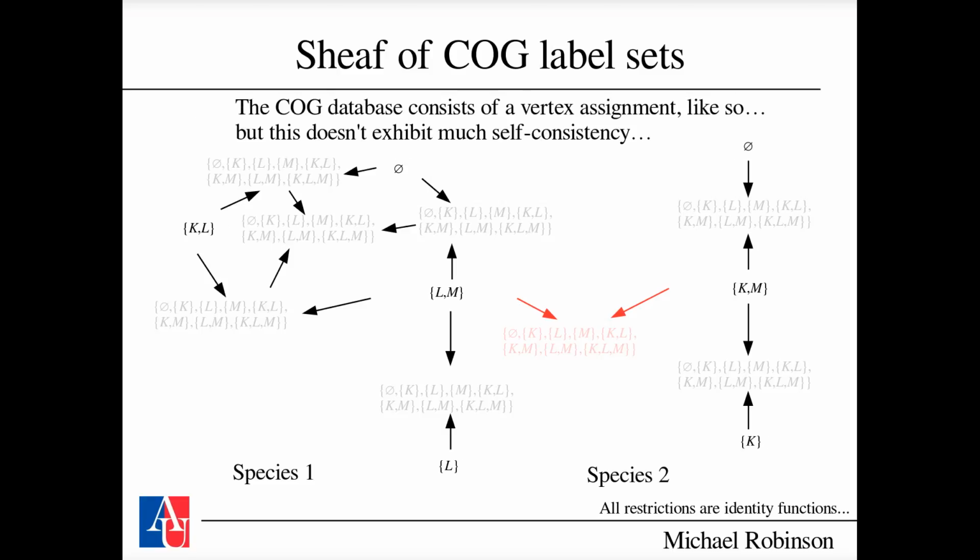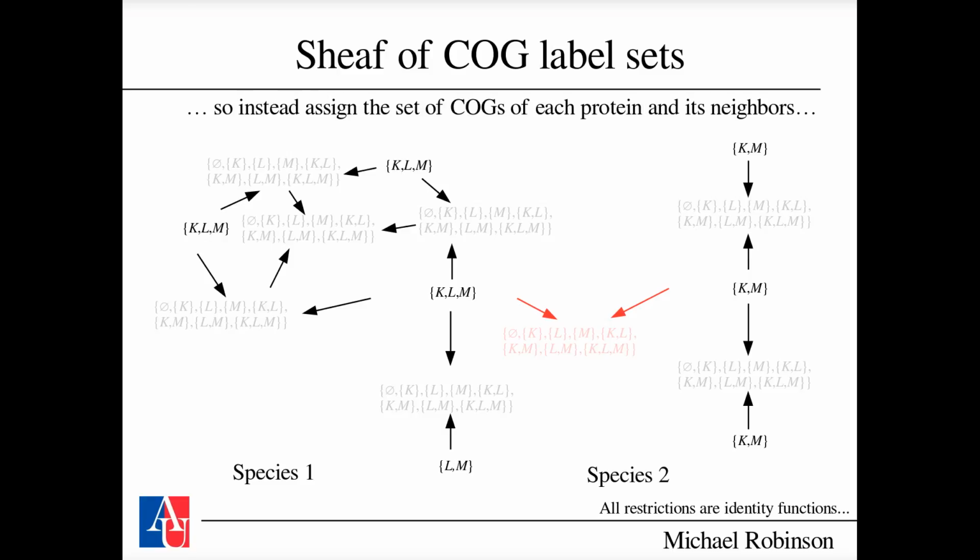If I start out here, the protein on the very left has KL, and the one at the top has the empty set, not in any known COGs, and the one at the very bottom of the diagram, the L, is only in that one COG. If I now go through and expand that to include the list of all of the COGs of themselves and their neighbors, now it's actually a lot more consistent. In fact, in species 2, you can see there's complete consistency throughout.